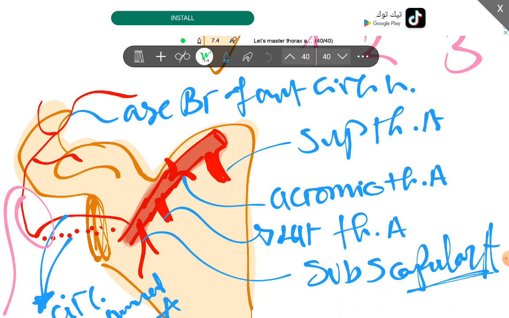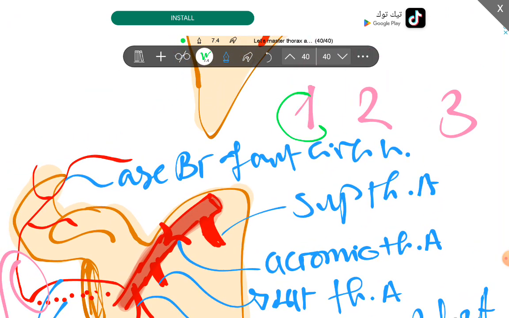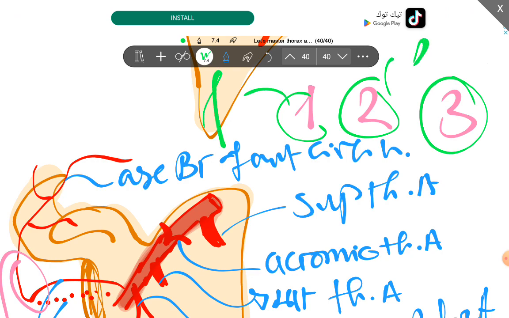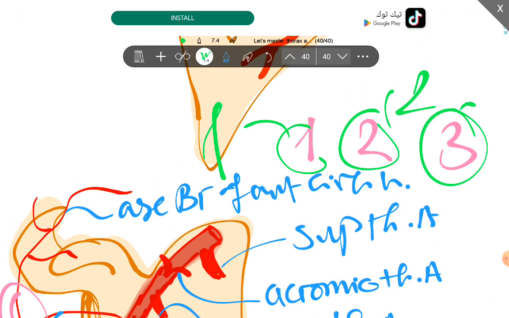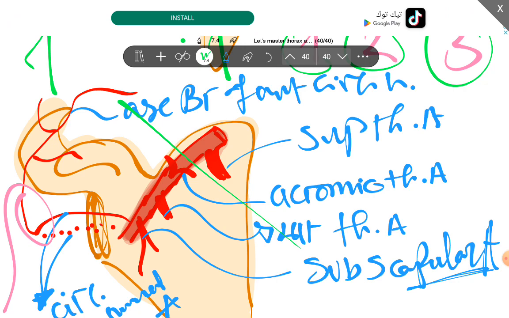First thing, I want to tell you that we do have three numbers: 1, 2, and 3. The first part gives one branch, second part 2 branches, third part 3 branches. So again, the number of the part is the number of the branches. We want to begin with the first part.